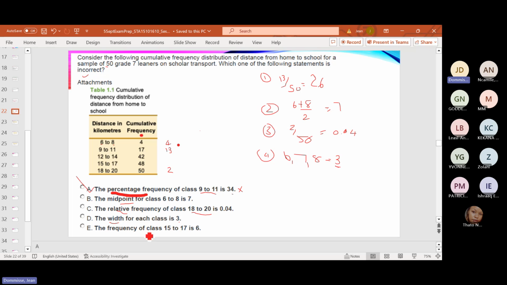Okay, and then the frequency, so again, frequency of class 15 to 17. That would be 48 minus 42, which is 6, which is correct. Okay, so I just needed to go through the other questions to show you how that is also done.